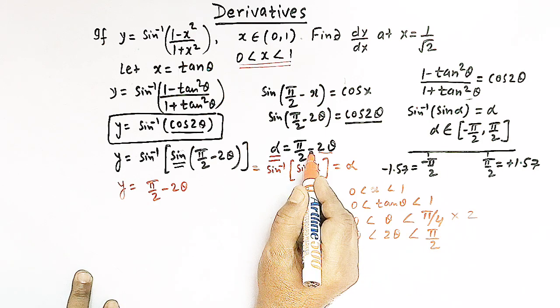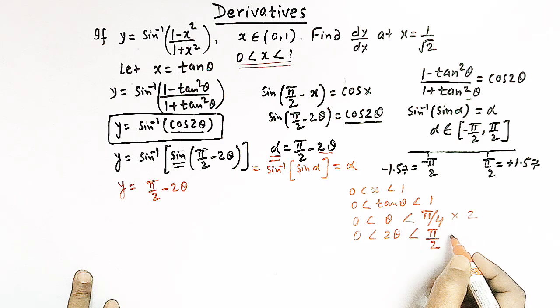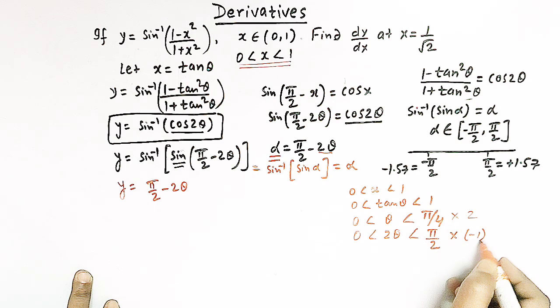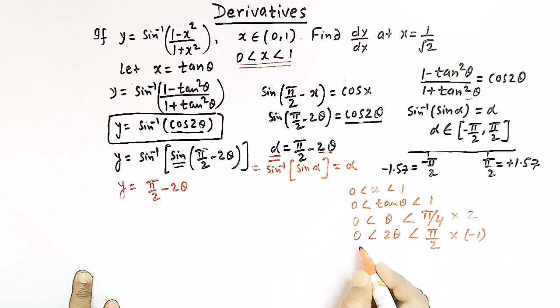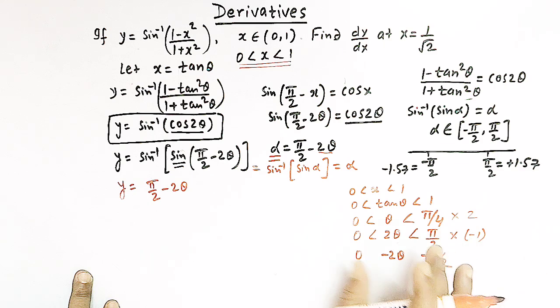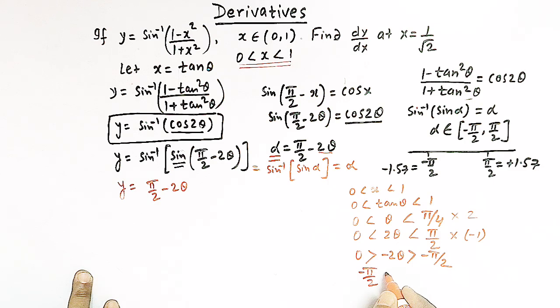So now here we have a negative of 2 theta. So let us multiply throughout this inequality by minus 1. So here we have 0, here we have minus 2 theta, and here we have minus pi by 2. And when we multiply an inequality by a negative number, the direction of the inequality gets reversed, right? So now we have this inequality, which can also be written as minus pi by 2 is less than minus 2 theta, which is further less than 0.